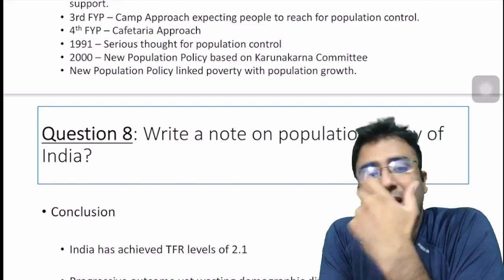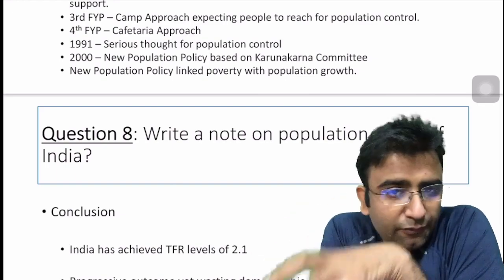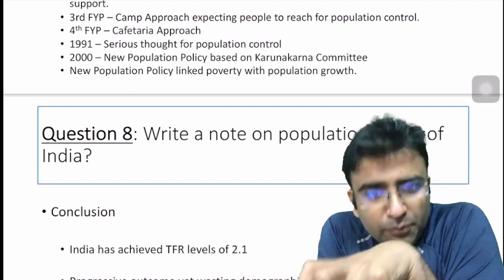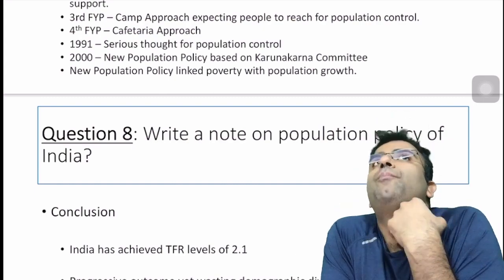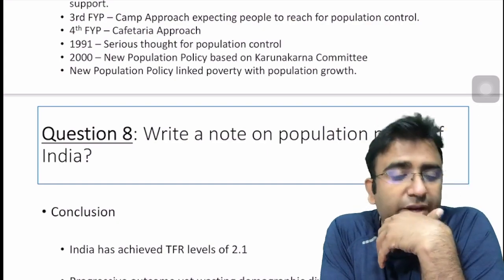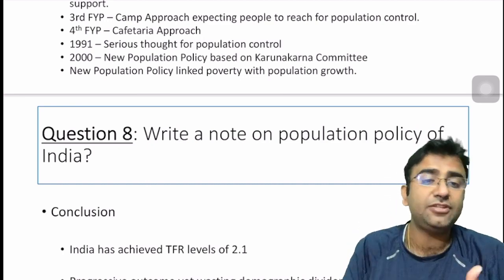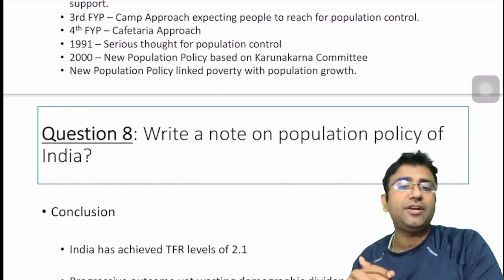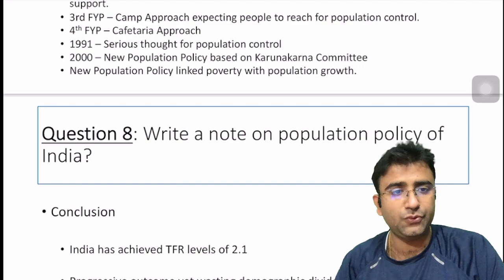Today, instead of the camp approach or cafeteria approach, we are focusing more on controlling poverty, because after the Karunakaran Committee's recommendation, we have realized that India's population problem is not a problem of numbers. It is because of poverty that people consider more children as the source of greater income. And the new population policy, based on the Karunakaran Committee, is a product of the government of India's change of approach to poverty as the source of population growth.